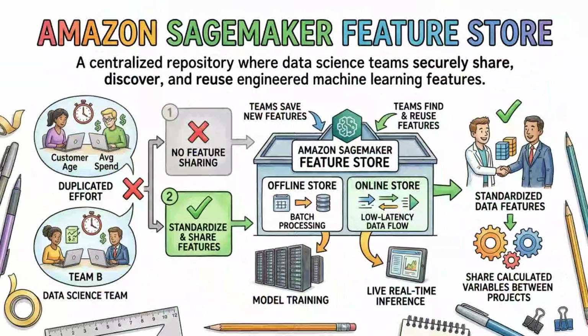Another massive operational challenge is feature engineering, because different data science teams will often waste countless hours calculating the exact same mathematical features completely independently. To eliminate this expensive duplicated effort, you must utilize the Amazon SageMaker Feature Store, which is a centralized repository where teams can securely save and share their newly engineered features.